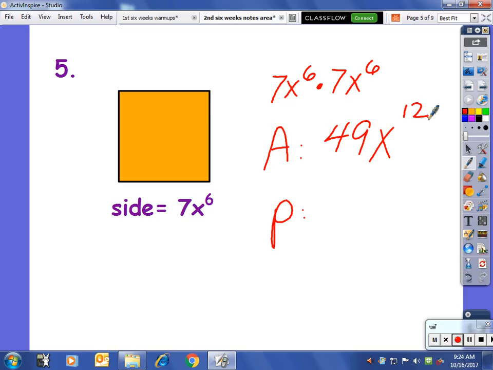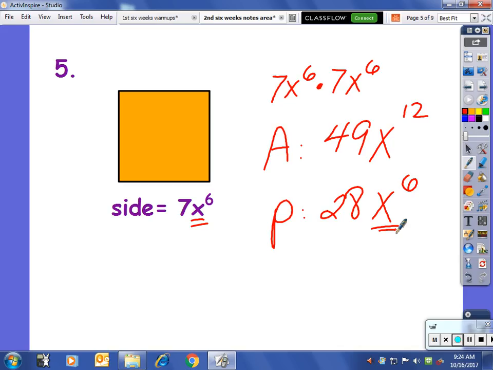Perimeter is adding up all the sides. So there's 4 sides that are 7x to the 6th units long. That would be 28x to the 6th. Again, notice on perimeter, exponents didn't change. On area, they did.